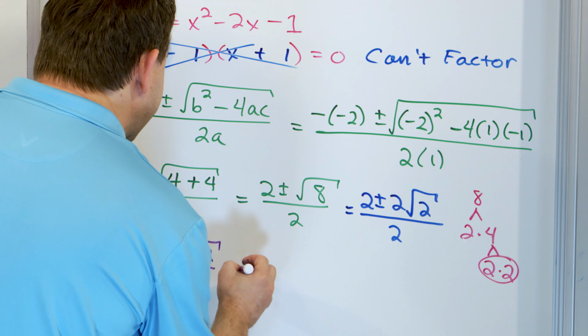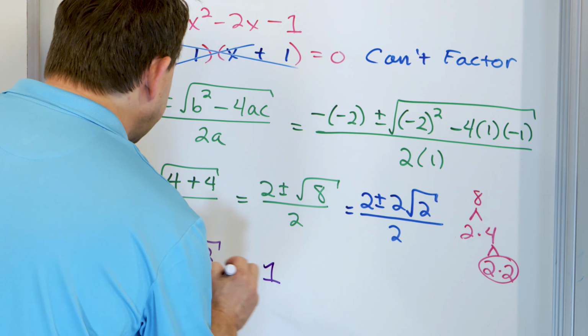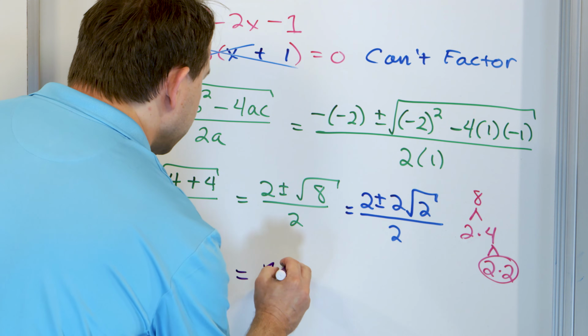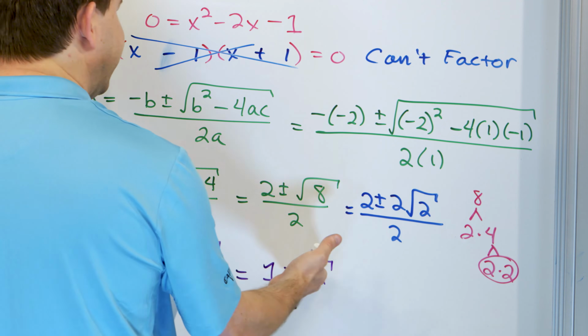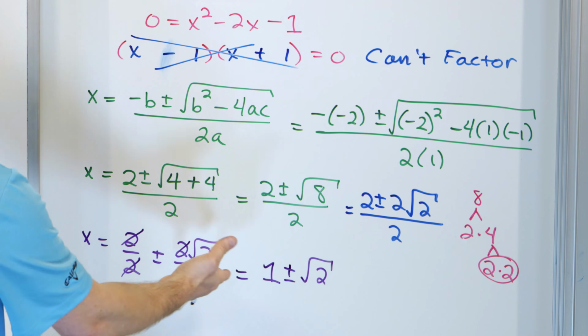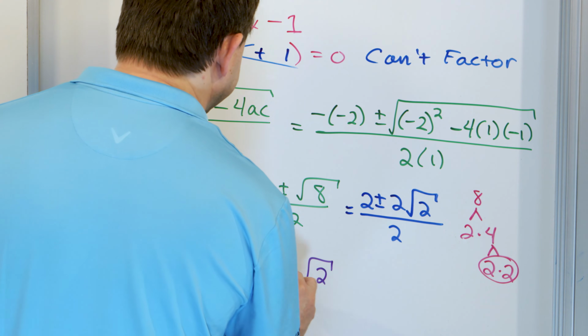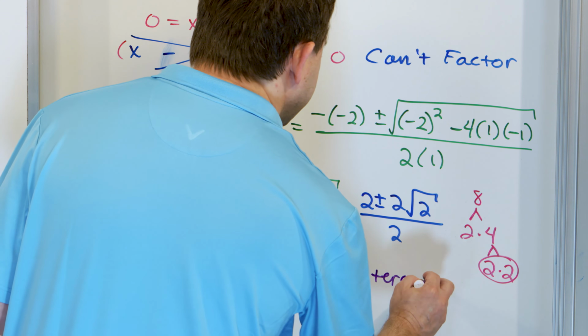So what you have here is, 2 divided by 2 is 1, and then this 2 divided by 2 is 1. So you have square root of 2. So you have 2 answers: 1 plus the square root of 2 and 1 minus the square root of 2. But for the purpose of sketching, and these are the actual intercepts, I'm going to circle this. These are the x-intercepts.